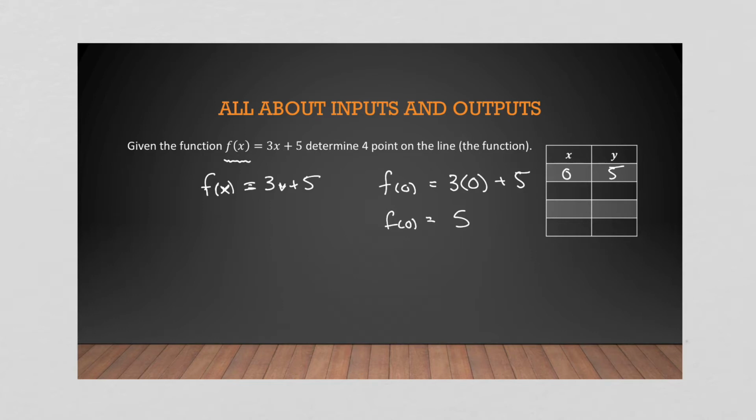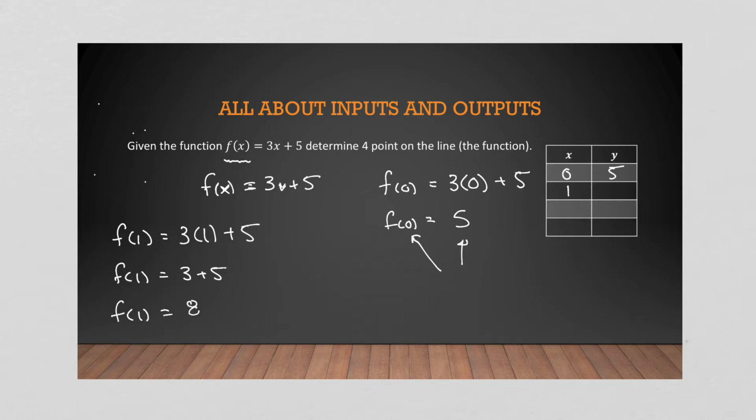F of 0 equals 5. So what it means is the output of the function is equal to 5 when the input of the function is equal to 0. So it's the same thing. So then let's do another. F of 1 would give us 3 times 1 plus 5. So f of 1 would give us 3 plus 5. F of 1 would give us 8. So it means when x is 1, y is 8. So you can see that that's how function notation works.